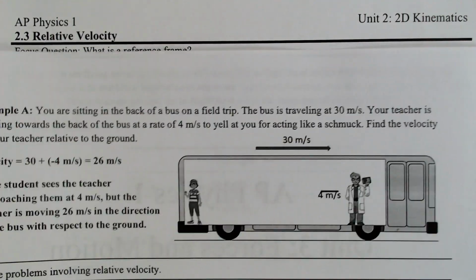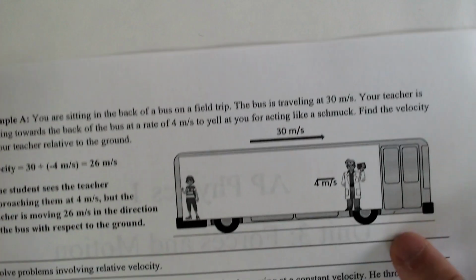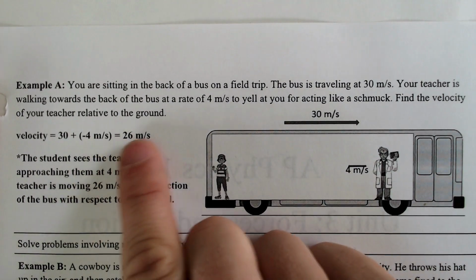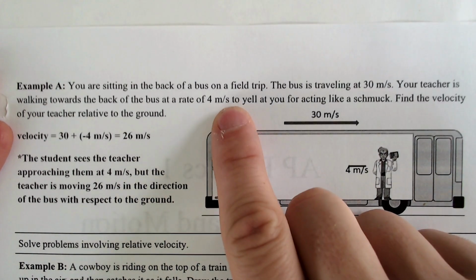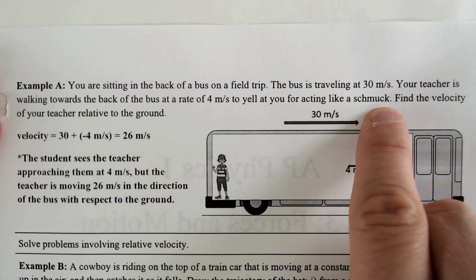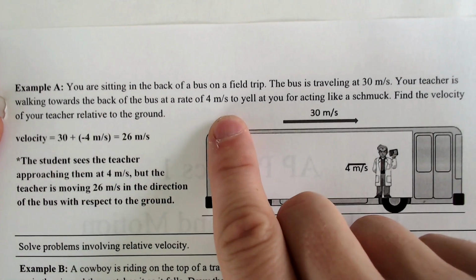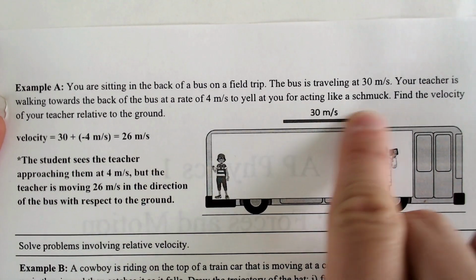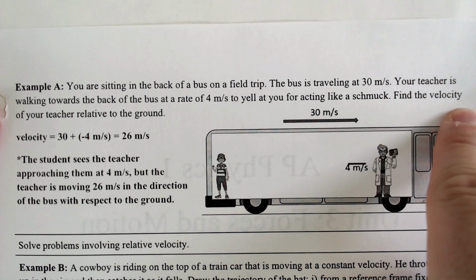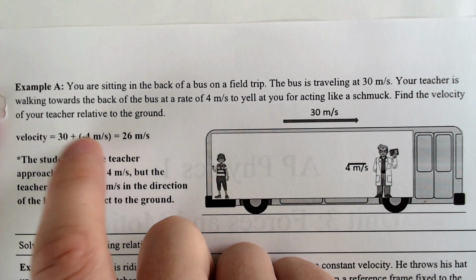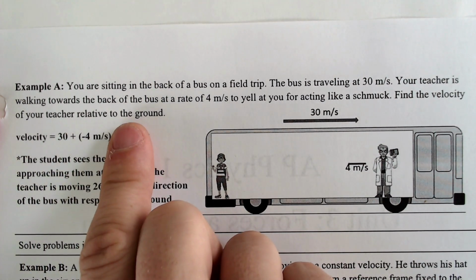Example A, let's move that paper out of the way. Example A, you are sitting at the back of a bus on a field trip. The bus is traveling 30 meters per second. Your teacher is walking towards the back of the bus at a rate of 4 meters per second to yell at you for acting up. Find the velocity of your teacher relative to the ground.